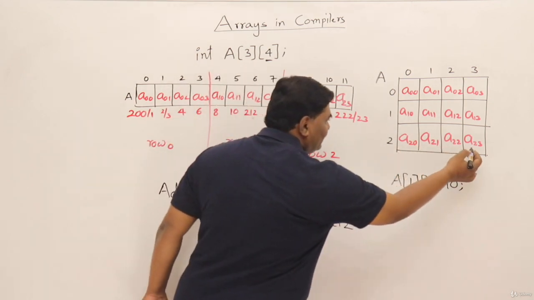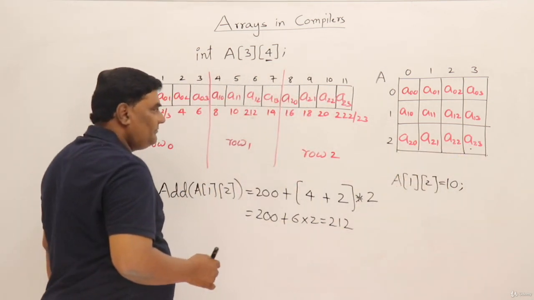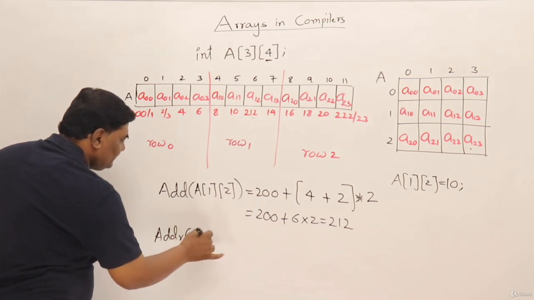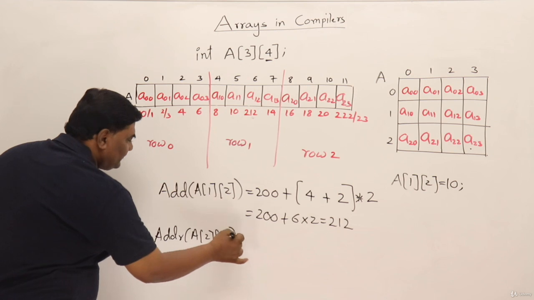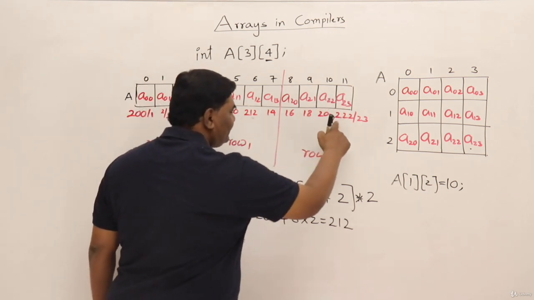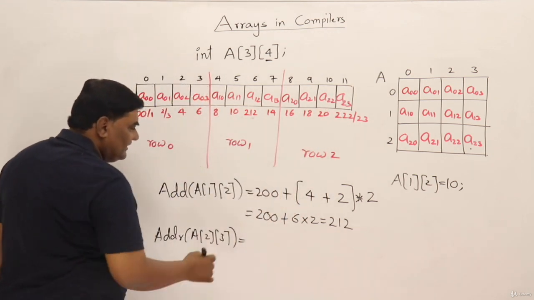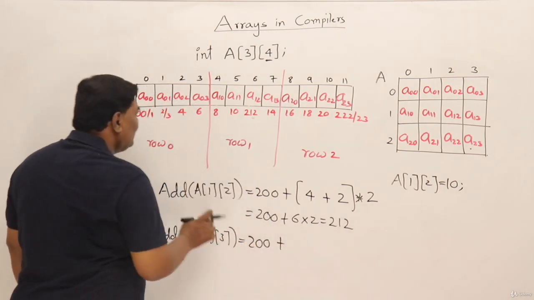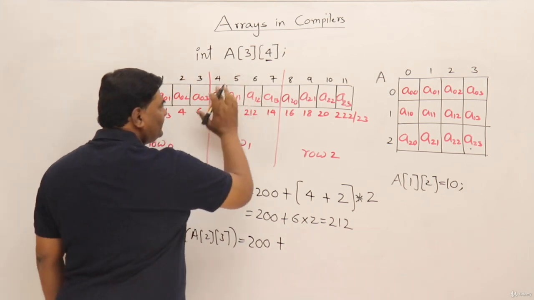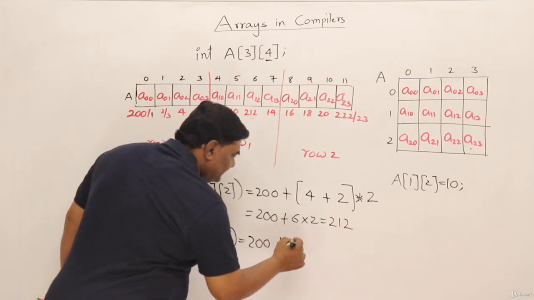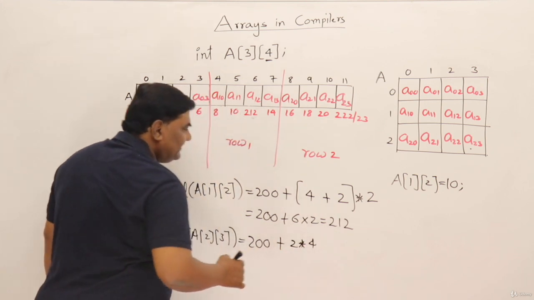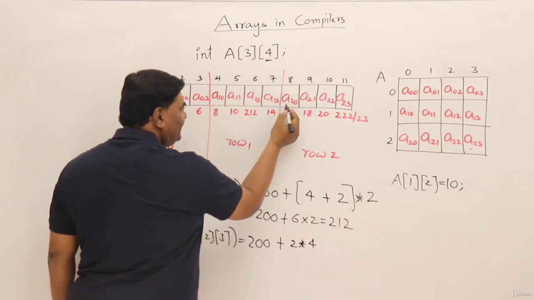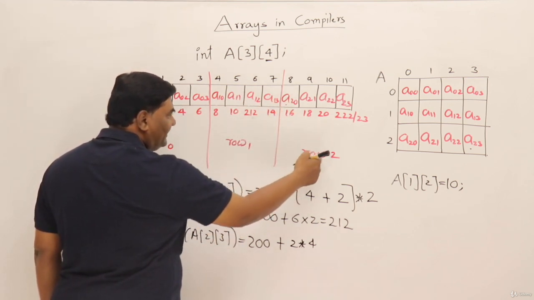Now let us try for one more element. Let us take this element 2, 3, A of 2, 3. So address of A of 2, 3. If you see, A of 2, 3 is at address 222. So I should get this one. Now let us follow the same method. First take base address 200. Then from here I should skip 2 rows. So 2 rows means 2 into 4 elements in each row. See, 4 elements and 4 elements. So I should skip 2 rows. Thus I will be in the beginning of this third row, that is row index 2.